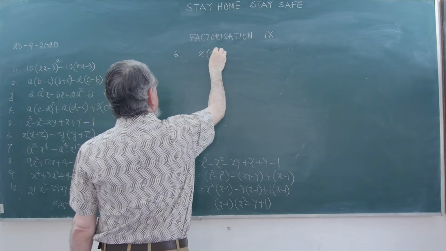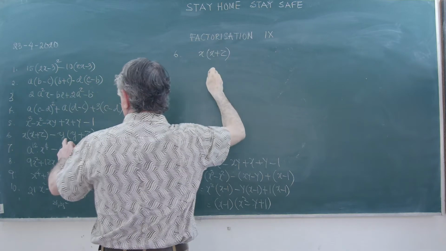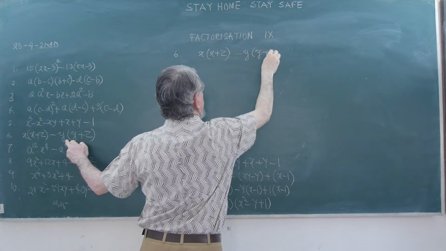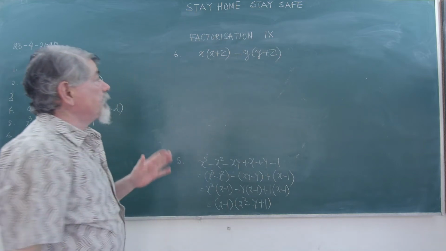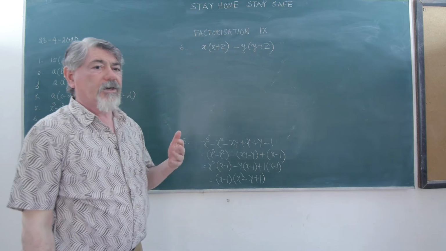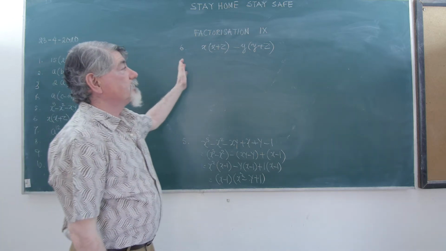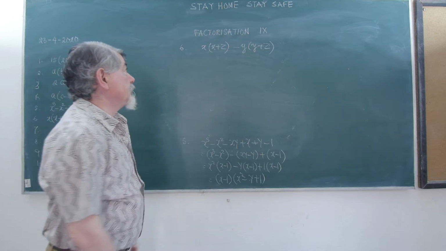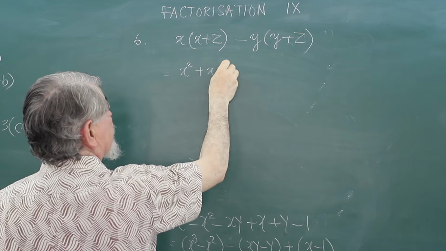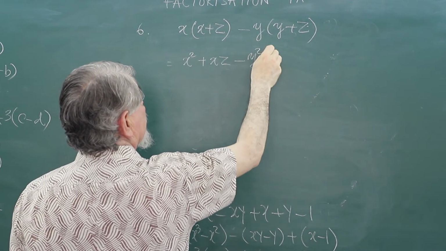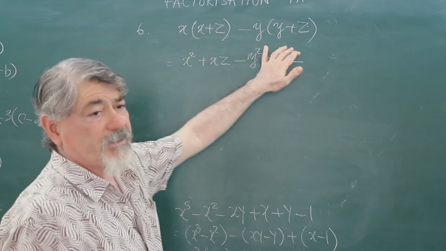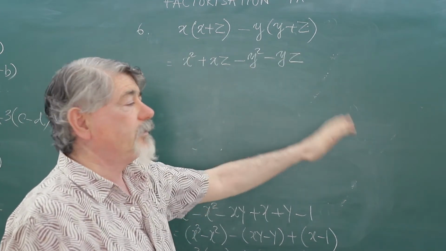x into x plus z minus y into y plus z. In this, nothing is common, and I told you when you are not able to see anything common or you are not able to understand, simplify it. Open out the bracket. Like x into x is x squared plus xz minus y squared minus yz. That means these pairs are not going to work. I have to make different pairs.